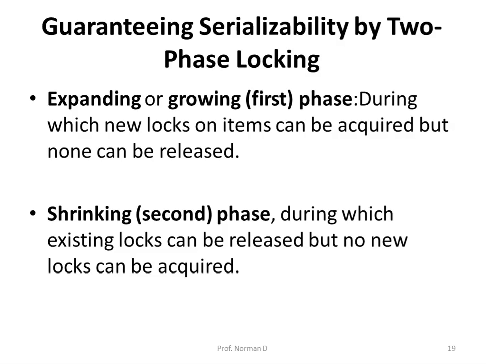If lock conversion is allowed, then upgrading of locks from read lock to write lock must be done during the expanding phase, and downgrading of locks, that is from write lock to read lock, must be done in the shrinking phase. So basically in this two-phase locking mechanism, in the first phase, which we call the expanding or growing phase, we acquire all the locks, and in the second phase we release all the locks. So that is why it is called two-phase locking mechanism.